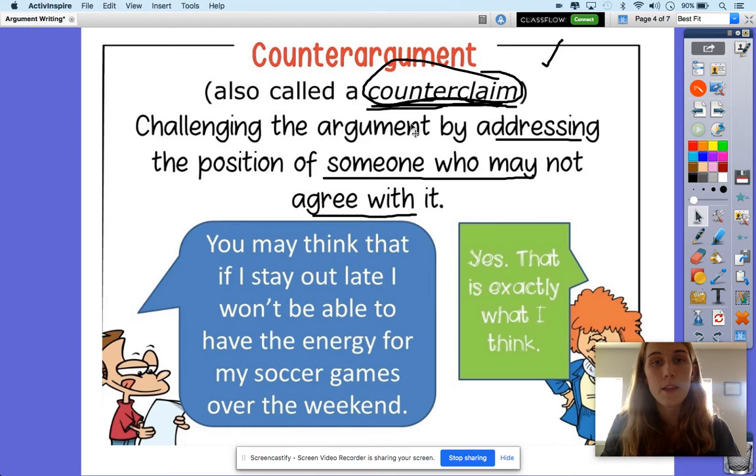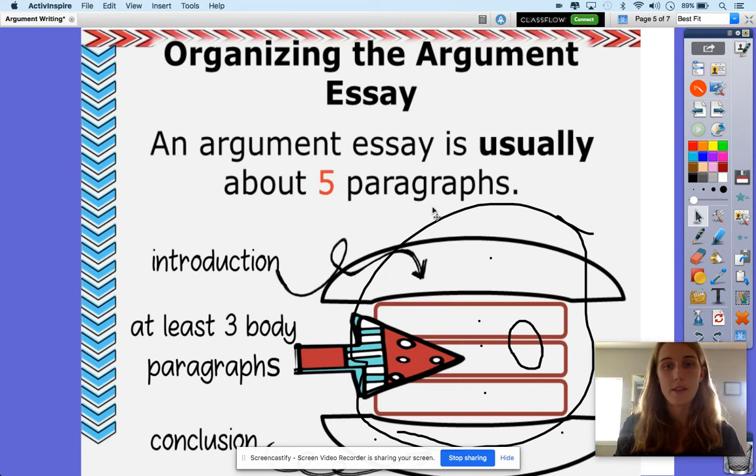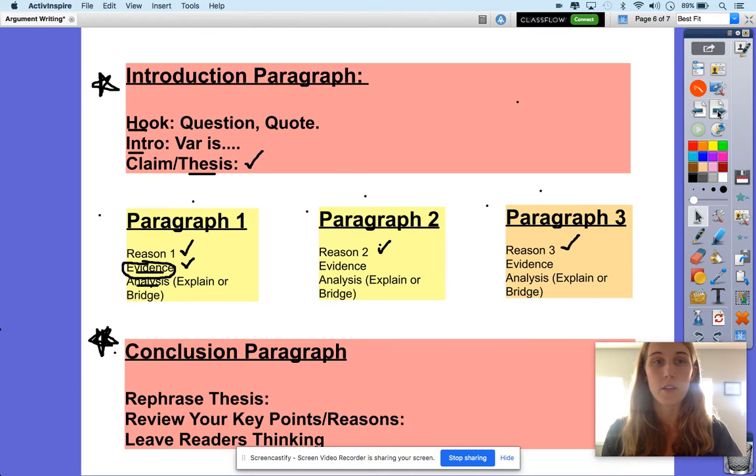So in a good argument, you really need to include the counterclaim, the other side of the argument. I included this visual because some of you are familiar with this model. When I say essay, some of you are like, is that a paragraph? When I say essay, I'm thinking this: your introduction, conclusion, and three body paragraphs in the middle. What you've been doing for a while. Some of you are familiar with this visual as to what a good essay looks like.